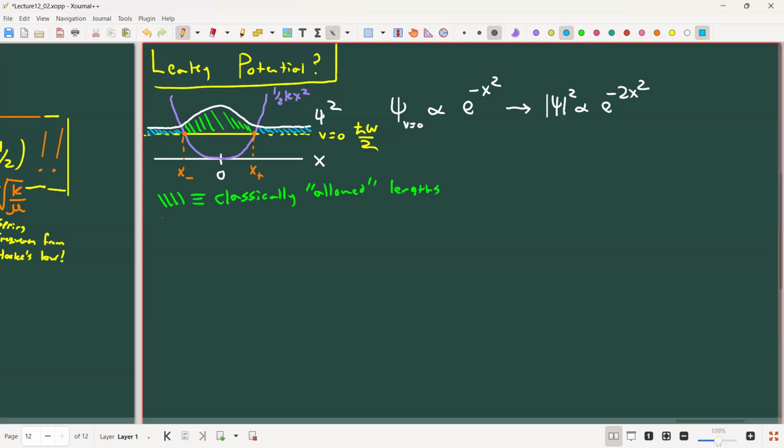And this other region is equal to the classically forbidden lengths. These are lengths that a spring at that energy would never show. A slinky would never be that long or that short. What do I know about the sum of these two? Remember, I want to integrate. So the probability.